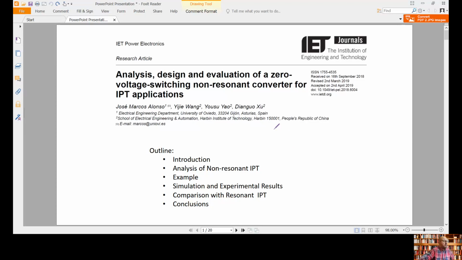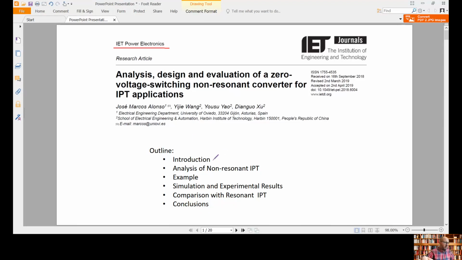This time I'm going to talk about wireless power transfer using inductive power transfer and based on non-resonant converters. Most of the material that I'm going to present today has been published in this paper entitled Analysis, Design and Evaluation of a Zero Voltage Switching Non-Resonant Converter for IPT Applications that we have published in IET Power Electronics. Okay, and here is the information for this paper.